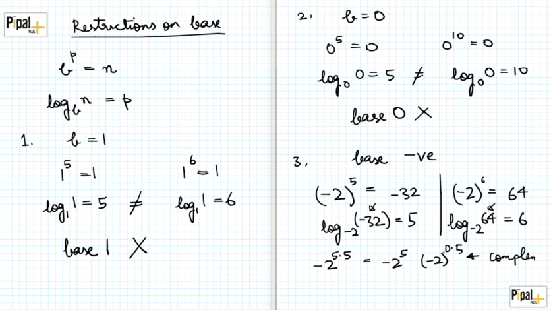I cannot be taking logs of complex numbers. The problem is compounded even further when I have things like minus 2 to the power 5.3, for example, right? So what is the power 0.3 of minus 2? Again, too many problems, so we will refrain from using a negative base also.